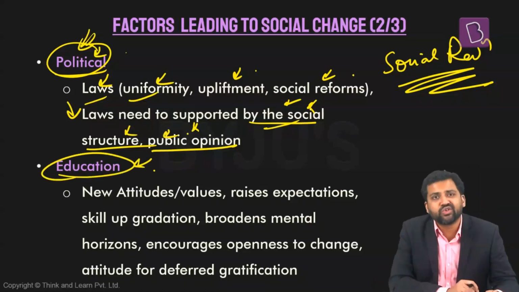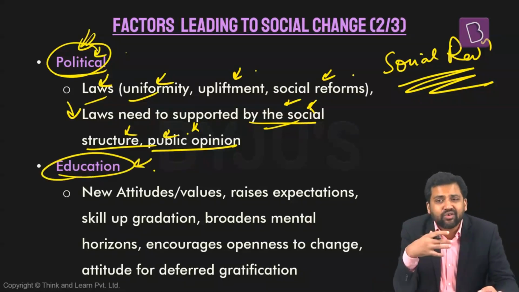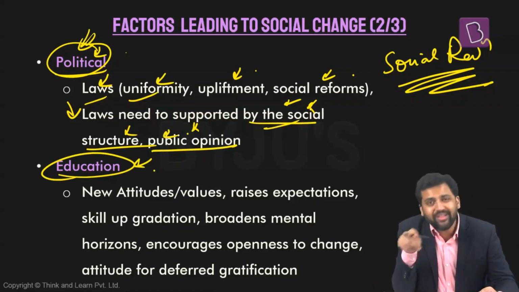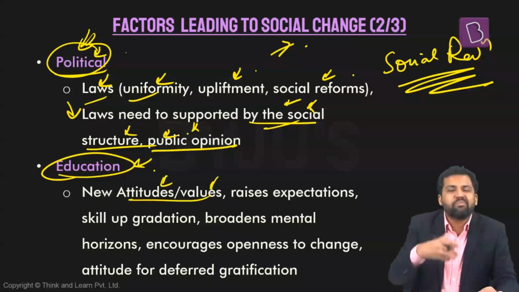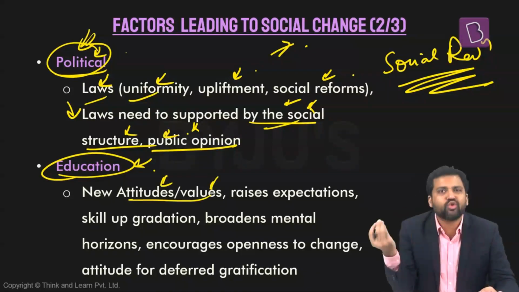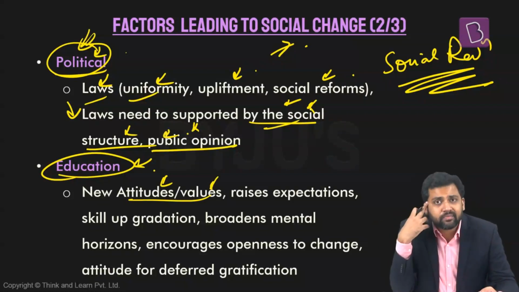The next factor which can bring about change in society is education. Education is a process by which different kinds of values are imparted, different kinds of skills are imparted, and all these things have a role to play in bringing about social change. If new values are imparted, people will use those values. For example, if people are educated, they might have a broader mental horizon.